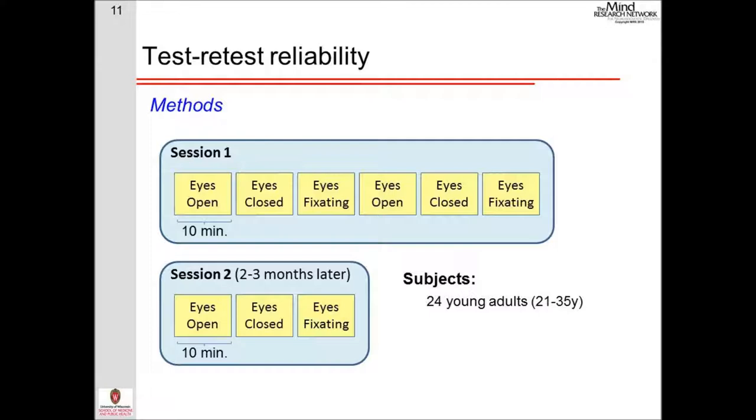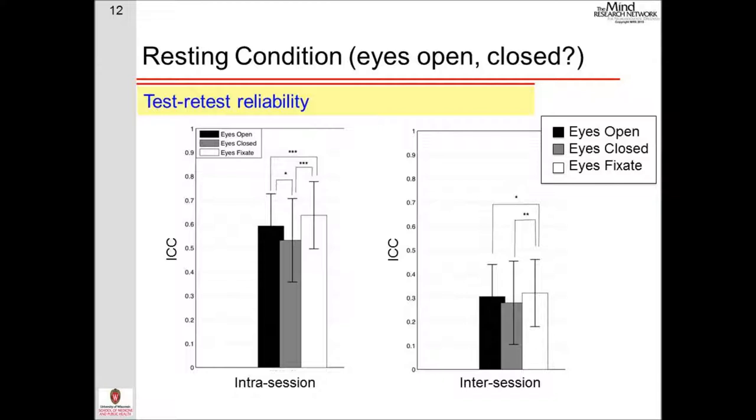We scanned, in this case, what I'm going to be presenting is 24 young adults. We also had data from about 25 older adults, who were looking at some aging effects. So the first question we asked is, does the eyes open or closed state affect the reliability of this measure? Because ultimately, when we want to get something that's robust on an individual subject basis, we need a very robust, reliable measurement. And when you do the statistical tests, you do find that the eyes open and fixating condition tends to be the most reliable of the three.